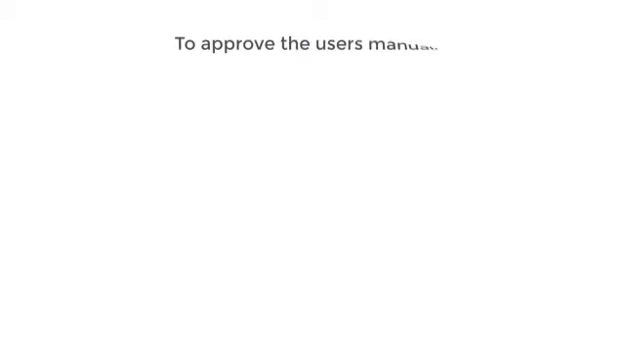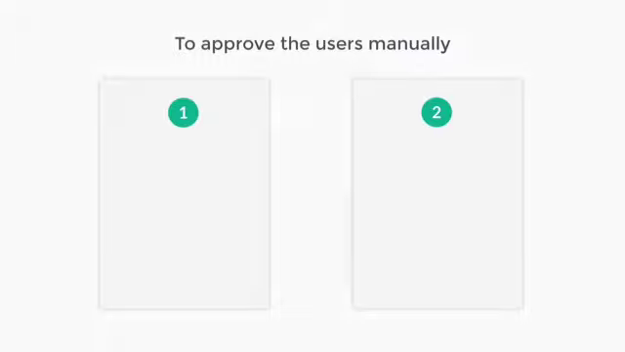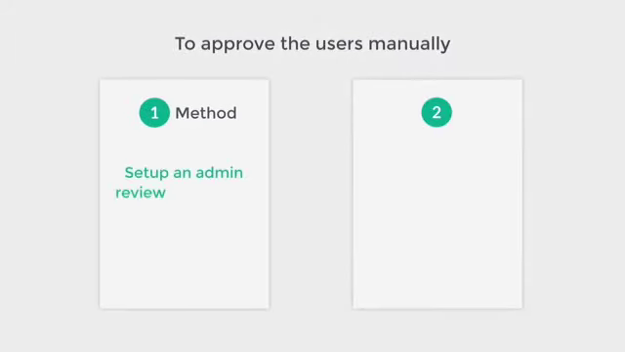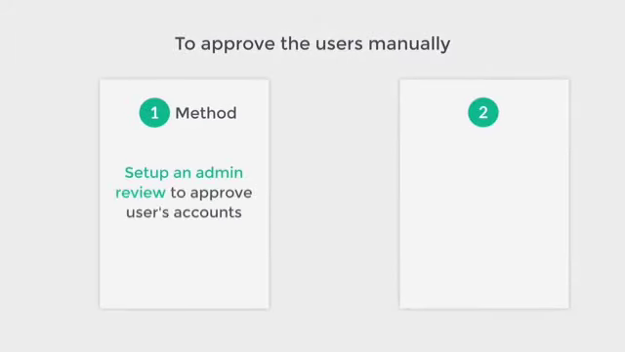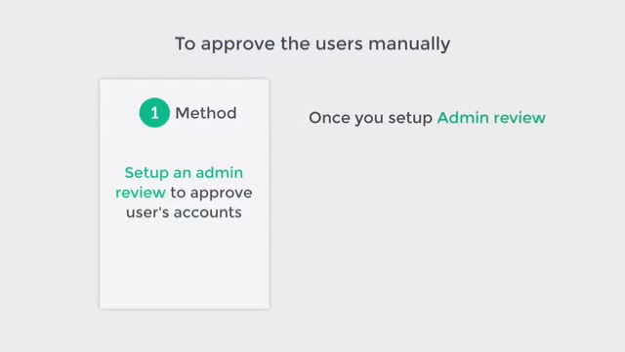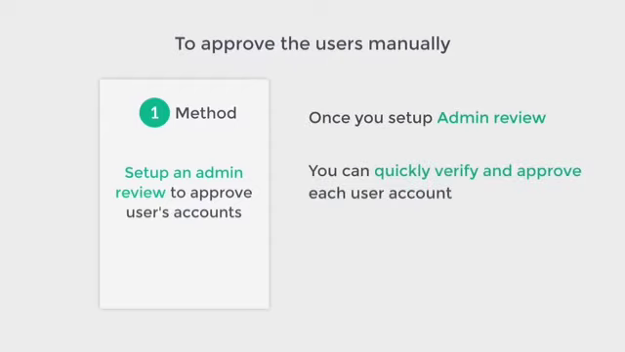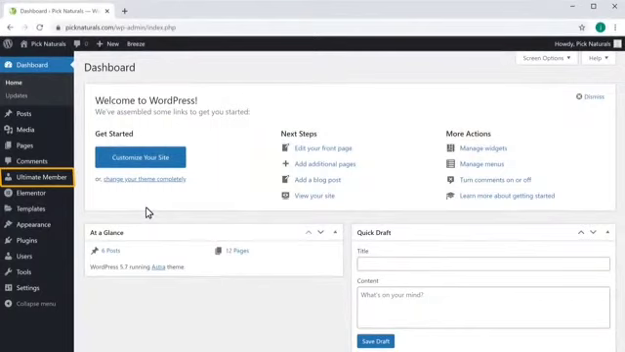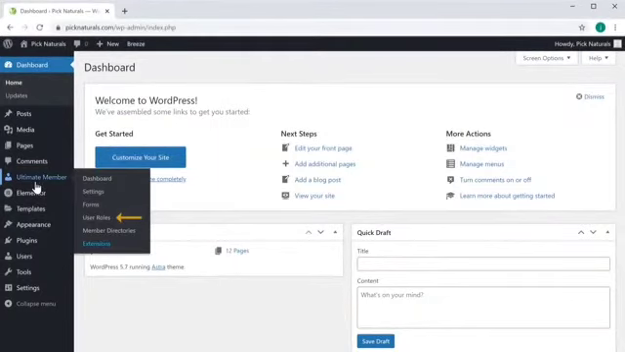So to approve the users manually, there are two methods. The first method is to set up an admin review to approve users' accounts. Once you set up admin review, you can quickly verify and approve each user account manually. So to set up the admin review, let's go to our WordPress dashboard. Now go to Ultimate Member and click User Roles.